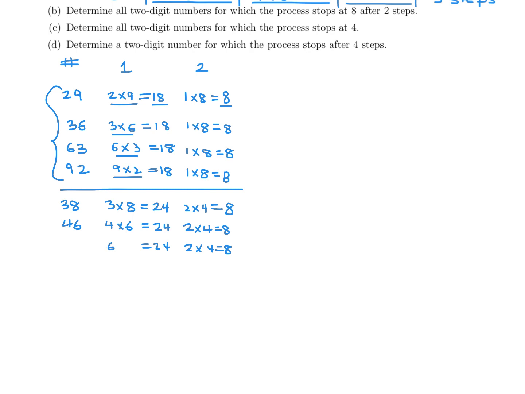6 times 4, which will give me 64, and then 8 times 3, which is basically the reverse of those guys. That will give me 83. Okay, so that completes this. I got another 4.